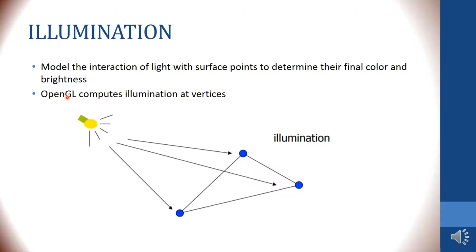Basically, OpenGL will compute the illumination at the vertex level. For example, here this is the light and this is the vertex of the object. The light will strike this object and it will cause the illumination to happen.